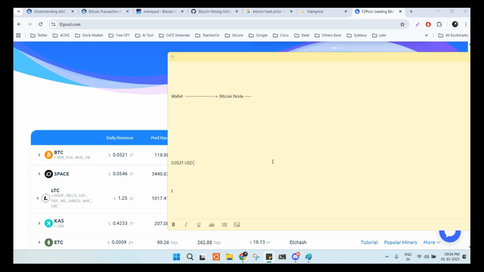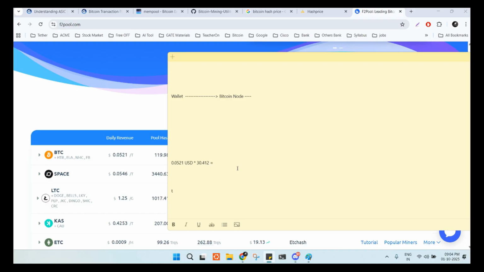So 0.0521 US dollar, we have to multiply by 30.41. Why am I doing it? Because as you know, some months are 31 days, some months are 30 days, right? And we have to calculate it exactly. So what you will get per terahash on a monthly basis.